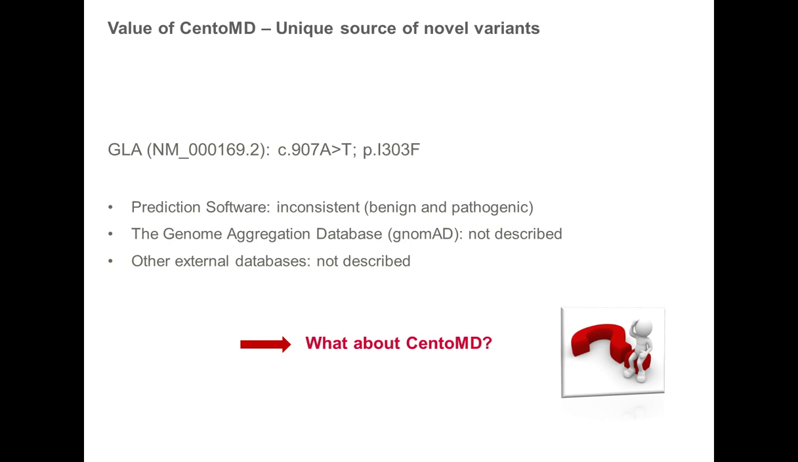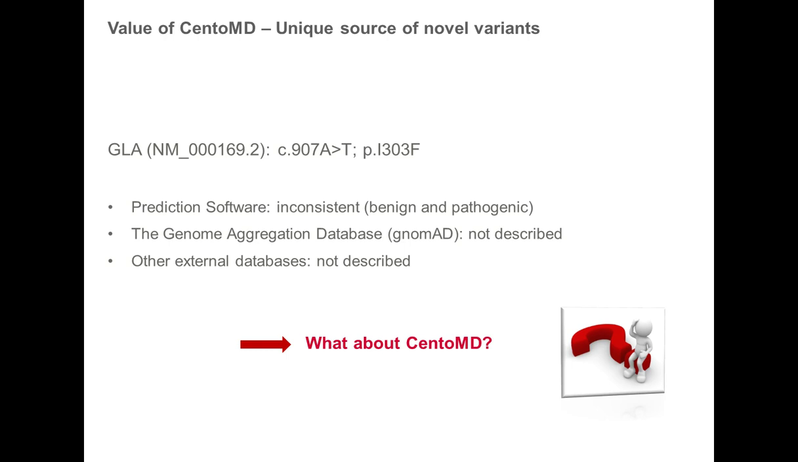So here's an example use case. You want to find out information about this particular mutation in the GLA gene. When you look at public sources, you'll find that using in silico predictors results in inconsistent results. Some predictors will say that it's benign, some predictors will say it's pathogenic. Looking at gnomAD, you see that this particular mutation has never been described, so gnomAD's not really helpful. Looking at other external databases, you don't see that information either.